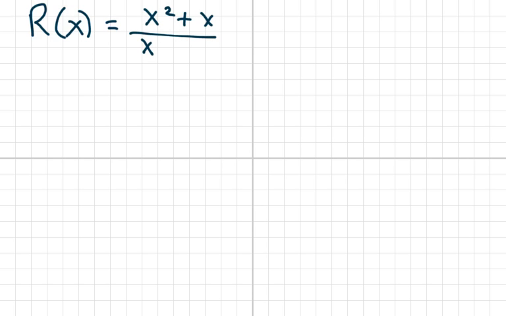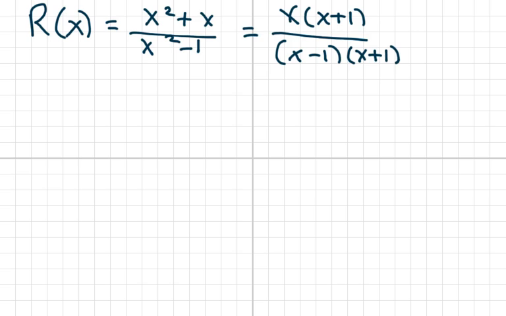Okay? Now let's try one more, because this video is getting just too long. I was going to do an extra one, but let's see if I can find a different kind. They're all about the same, so let's do one more. So here's our rational function, x squared plus x over x squared minus 1. And we have x times x plus 1 over x minus 1 times x plus 1.